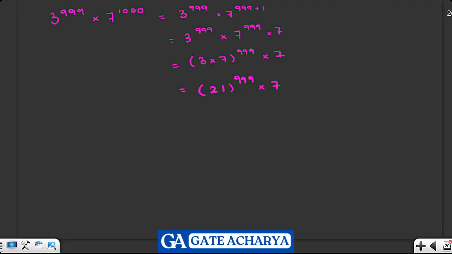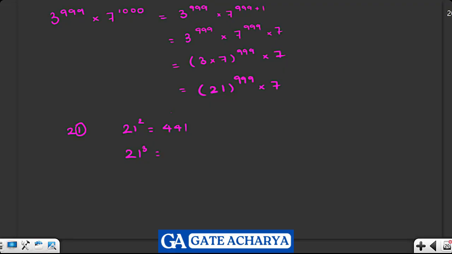Now you might be asking, sir, we have converted to a different value. It's very easy to manage. I'll show you how to manage this. See, 21, the unit place is 1. If I take the square of 21, I will get 441. If I take the cube of 21, you can find it in your calculator. What is the cube of 21? Check it out in a calculator.